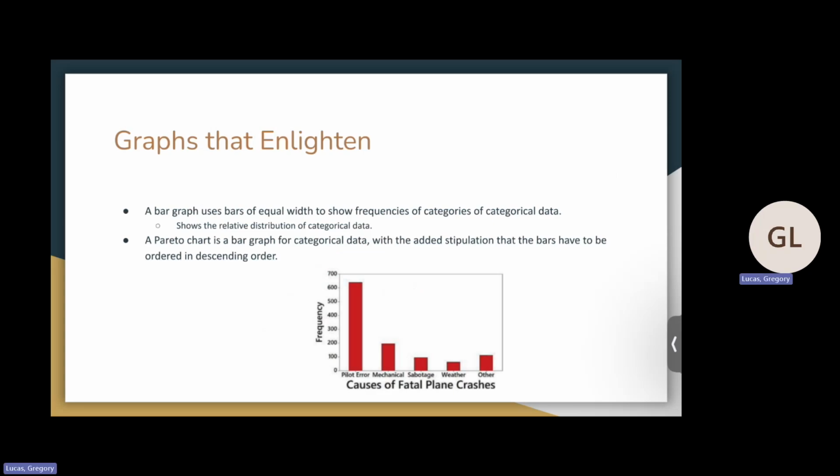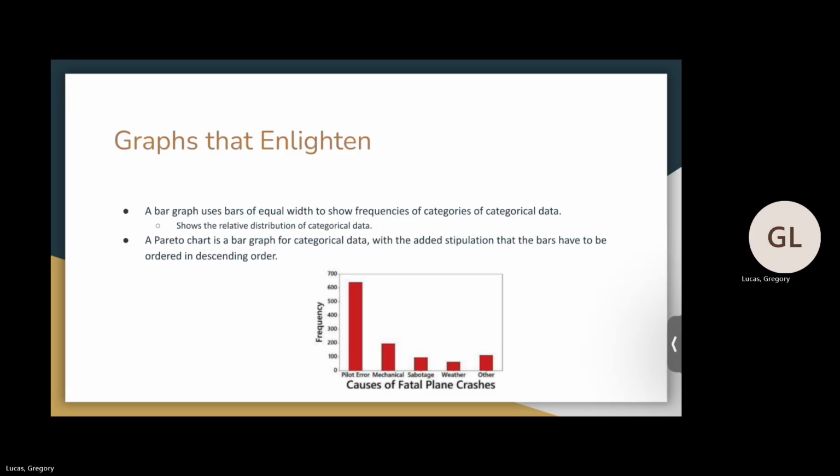Another good graph is a bar graph. A bar graph uses bars of equal width to show frequencies of categorical data. So similar to the histogram, but here we have categorical data. So that's the important piece here. We use it just for categories.